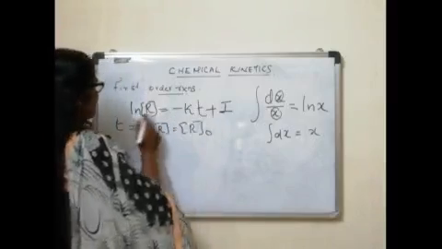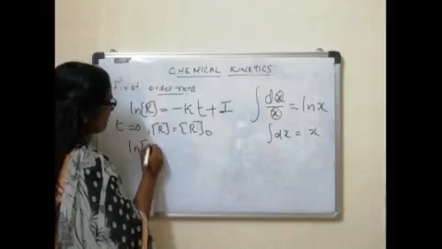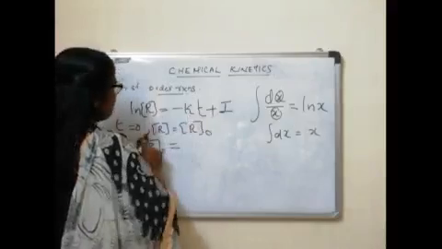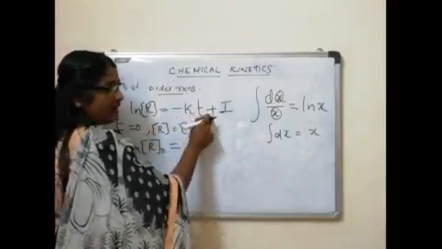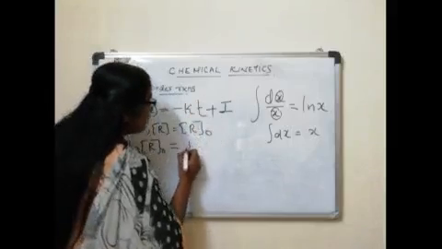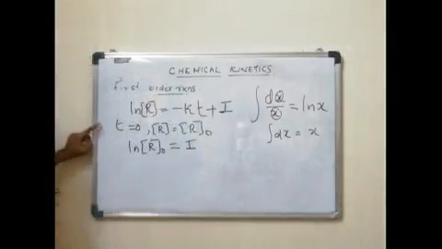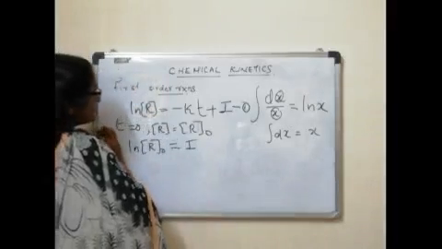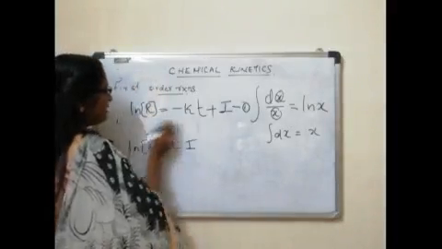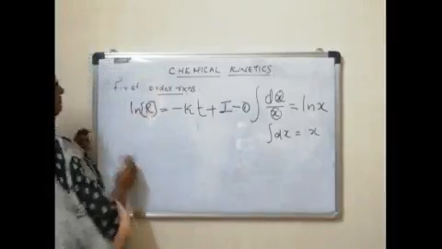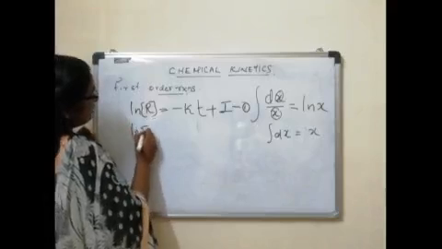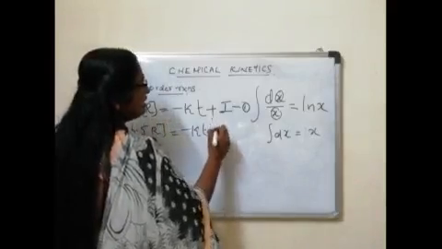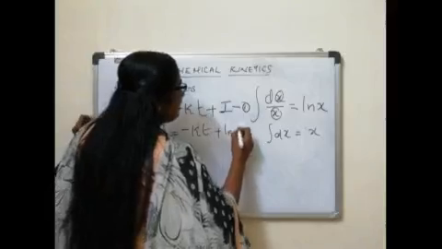Substituting in this equation, instead of R we write R0, and at t is equal to 0, minus k into 0 becomes 0, so ln R0 is equal to I. We got the value of I, and we substitute this value of I in equation 1. We will get ln R is equal to minus k into t plus ln R0.